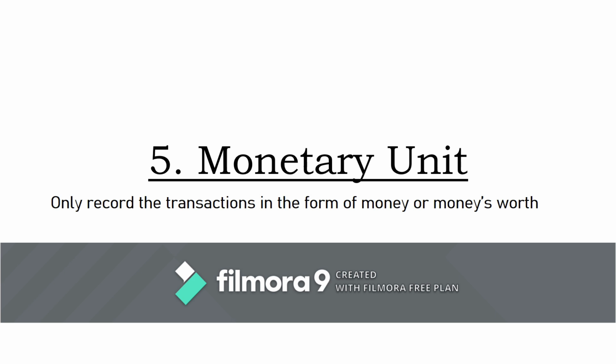The fifth principle is monetary unit. This means only record transactions in the form of money or money's worth. For example, if a business has a team of qualified, experienced and dedicated employees, it is definitely an asset to the business. But since their value cannot be monetarily expressed, they are not shown in the books of account.